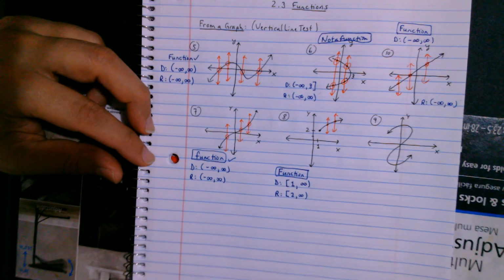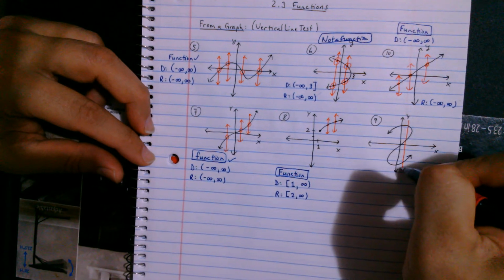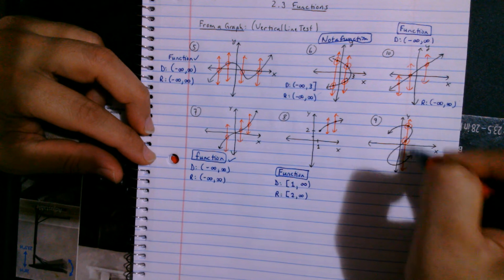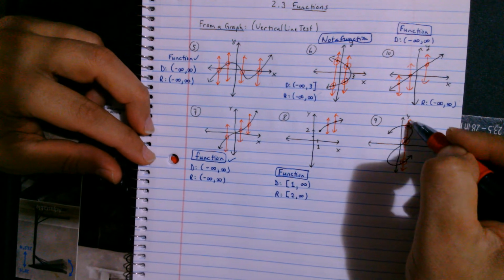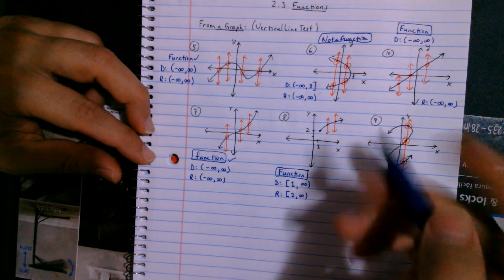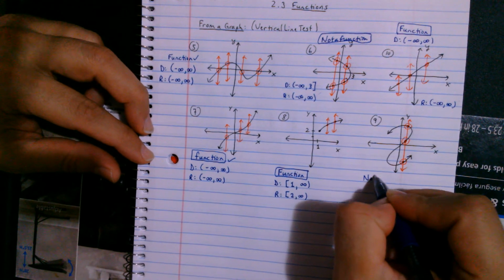Now this bad boy, he cheats all over the place. Actually, this particular one has 3 points that it passes through. So it's like saying that this particular input has 3 different outputs. So it's all kinds of cheating, all kinds of wrong. Not a function.